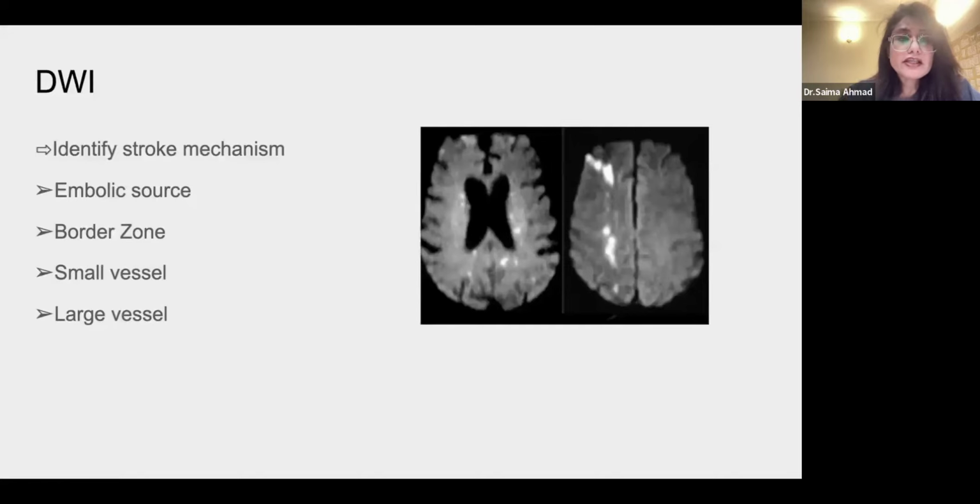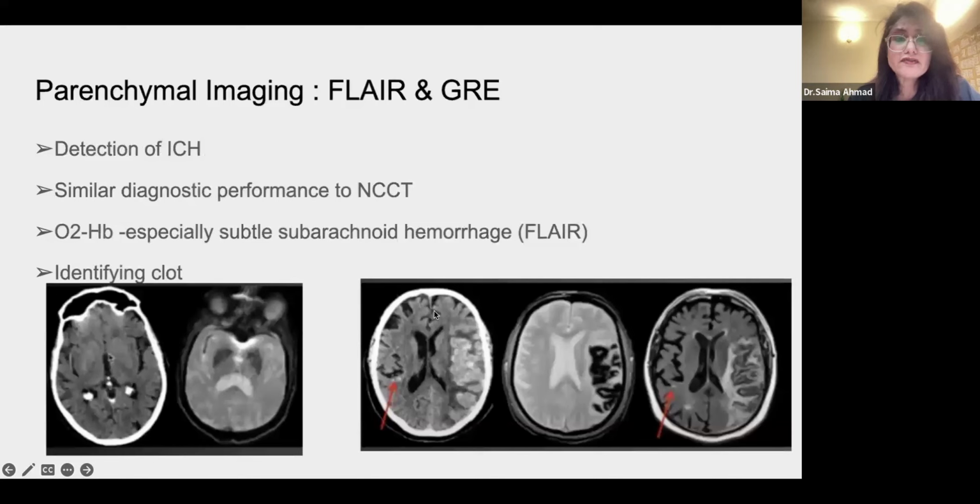And one of the other advantages of the DWI is that you can also identify the stroke mechanisms. For example, if you have a bilateral stroke in both cerebral hemispheres, the source may be embolic, or the border zone is involved at the watershed area, it could be the border zone. And similarly, the small vessel and the large vessels can also be identified.